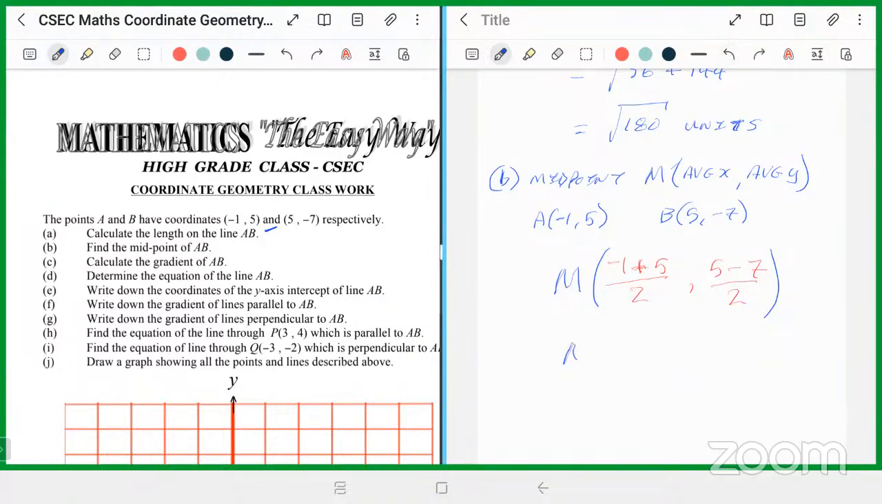So if I simplify this, this becomes a 4. 5 minus 1 is 4. I initially get 4 over 2. This is 2 minus 7, that's -2 over 2. And some persons were leaving this. No. Once the values can be simplified, just simplify down to lowest terms. This is 4 divided by 2, which is just 2. This is -2 divided by 2, which is just -1. So that is the answer. That is the midpoint right there.